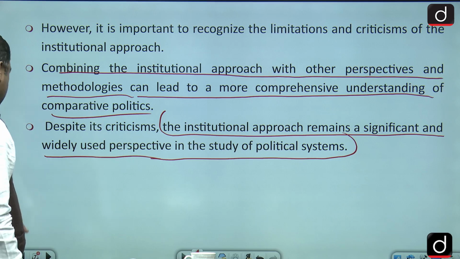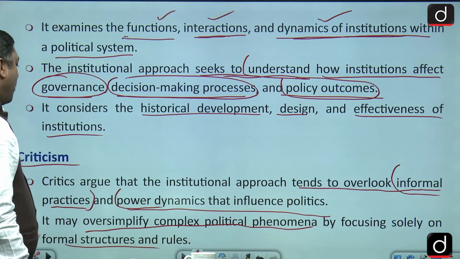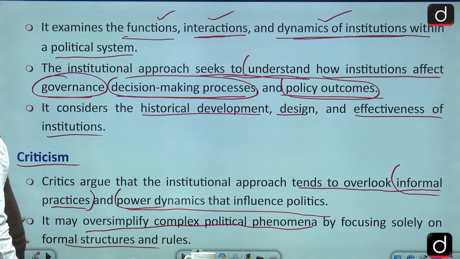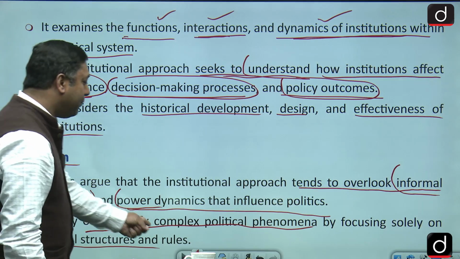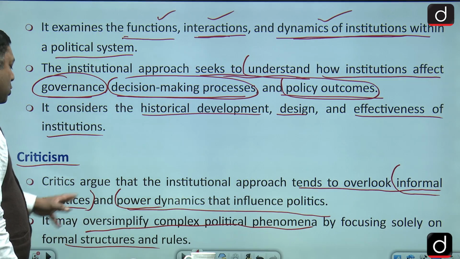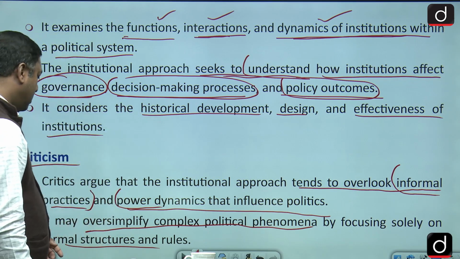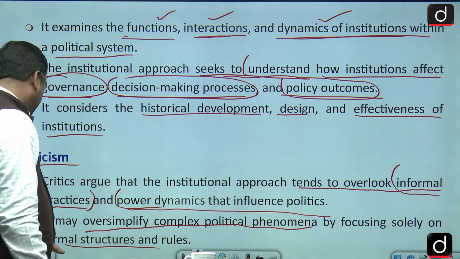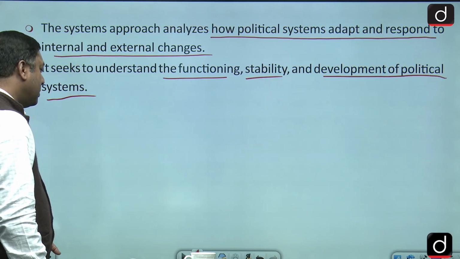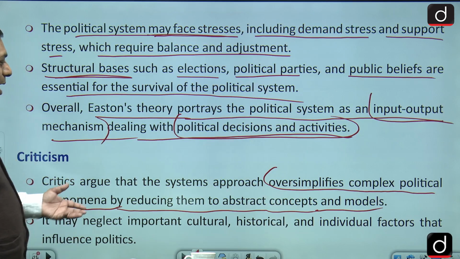There was a criticism. And what was that criticism? That it's trying to oversimplify the complex things. यहाँ पे देखो, हाँ, oversimplify complex political phenomena. Why? Because the institutional approach was only focusing on the formal structure and its role. ठीक है? It's oversimplifying the political. And what about the systems approach? That is the system analysis of David Easton.